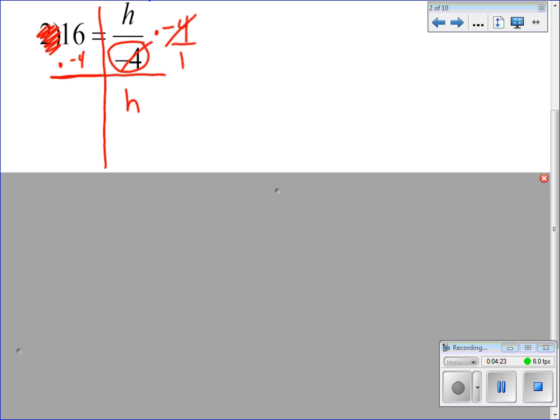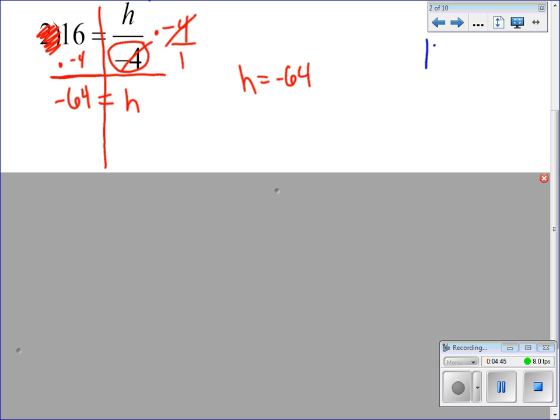And again, we're left with just h all by itself, which is the whole purpose of solving equations, to isolate that variable. And then 16 times negative 4, if you need to use a calculator, go ahead. But what you should get is negative 64. And you should find out that h equals negative 64.